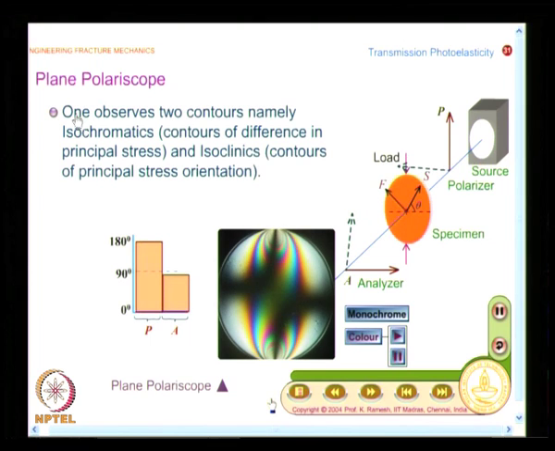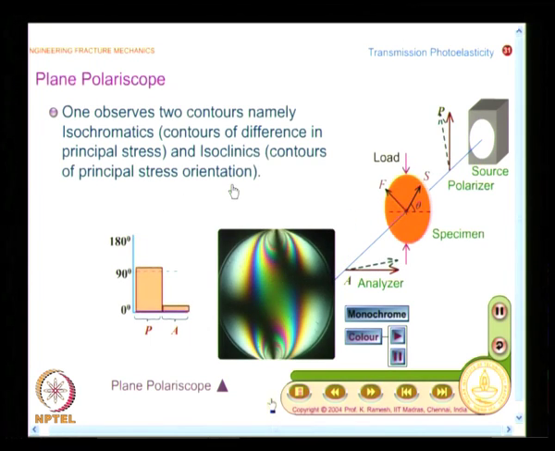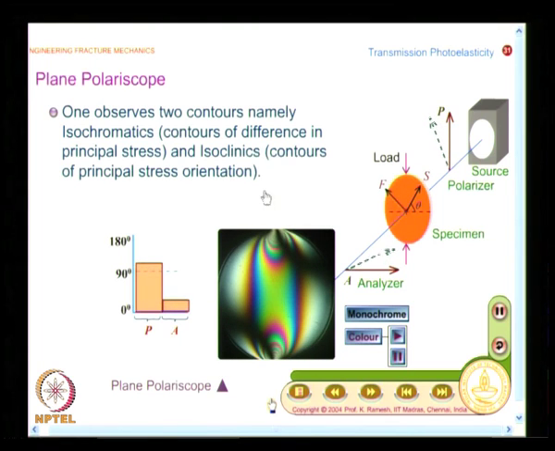When the wavelength changes, it will not behave like a full wave plate. What behaves like a full wave plate for red wavelength will allow some retardation, more than 2 pi or less than 2 pi, it will not be exactly 2 pi. So, what you find here is, in a plane polariscope, you find beautifully two sets of contours, and now we will also go and develop a logical explanation.